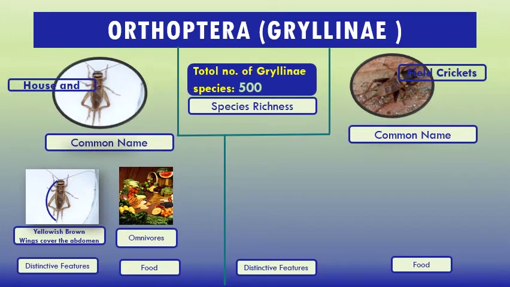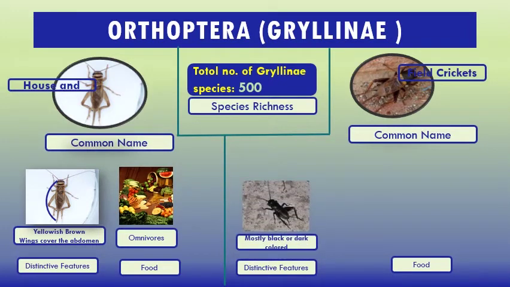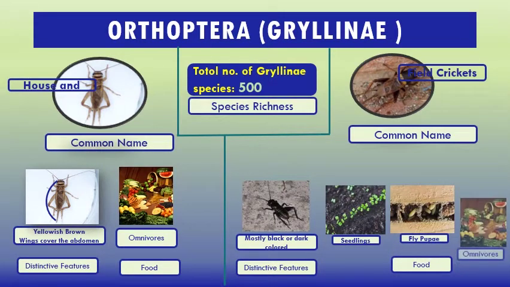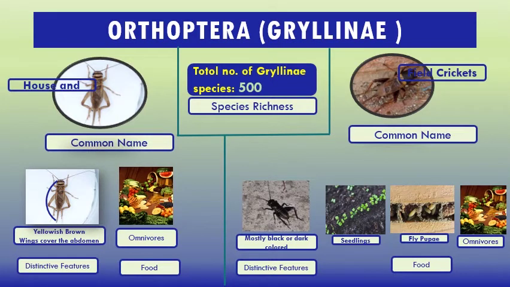Now food. They are omnivorous. We are very much aware of this. Field crickets are mostly black or dark in color. They attack seedlings and fly pupae, and they are also omnivorous.